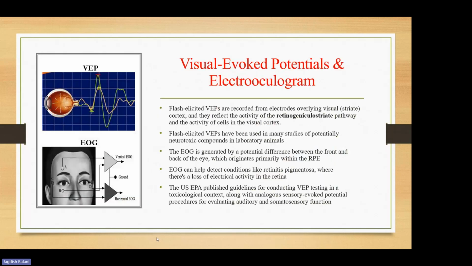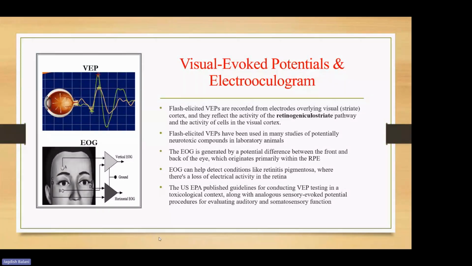Then visual evoked potential and electrooculogram. This is also one of the procedures used very rarely, mostly not used, but some laboratory animal facilities use it to perform such electrophysiological techniques to understand the activity of the retinogeniculostriate pathway and the activity of cells in the visual cortex. In the same way, EEG can help detect conditions like retinitis pigmentosa, where there is a loss of electrical activity in the retina. The US EPA published the guideline for VEP testing in the toxicology context, along with the analogous sensory evoked potential procedure for evaluating auditory and somatosensory function.